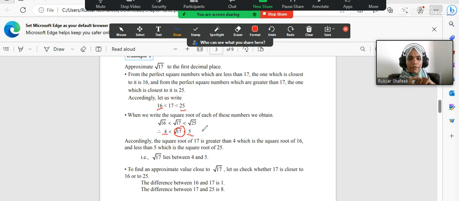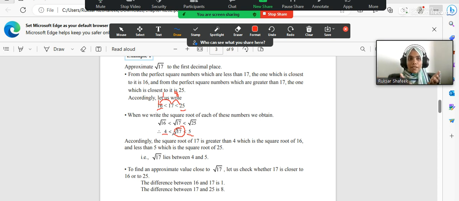For that we have another technique that we are going to use. Now if you look at the number 17, it's really close to 16. Basically the difference is only 1. But if you look from 17 to 25, it's quite a big gap there. You have almost 8 there. So when you look at that, you know that the answer should be closer to 4. It should be really close to 4 and not towards 5.